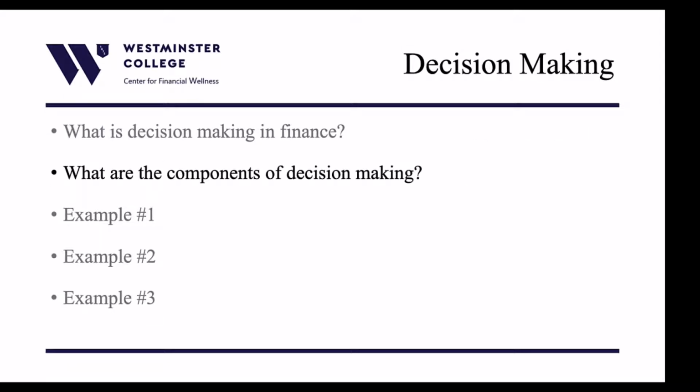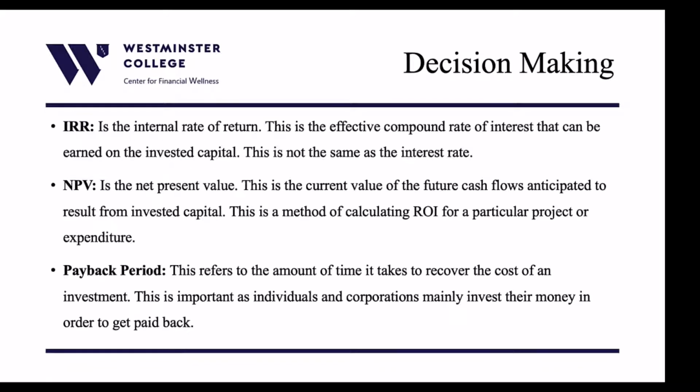So what are the components of decision-making? IRR, as I mentioned before, is the internal rate of return. This is the effective compound rate of interest that can be earned on the invested capital. This is not the same as the interest rate. NPV is the net present value. This is the current value of the future cash flows anticipated to result from invested capital. This is a method of calculating return on investment for a particular project or expenditure.